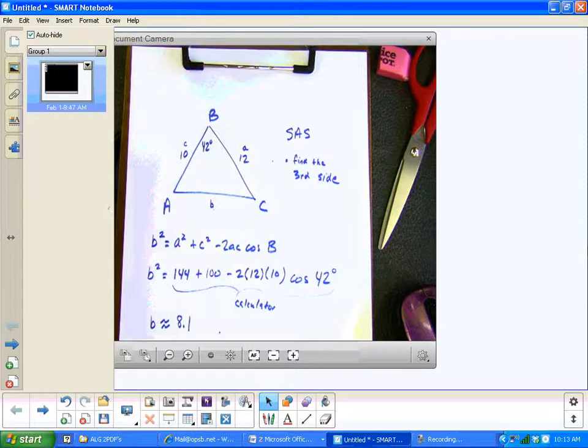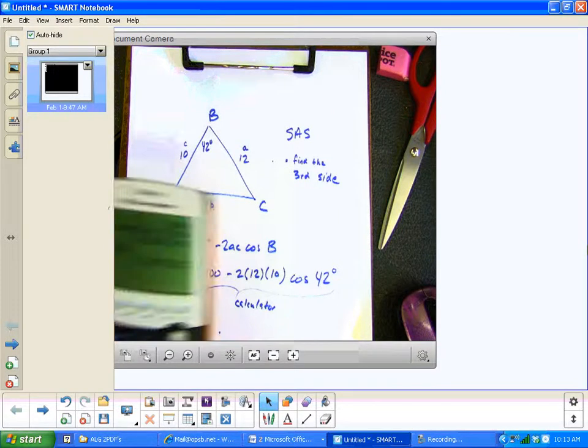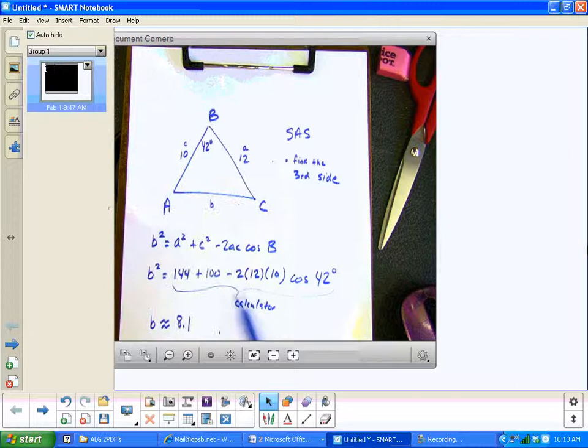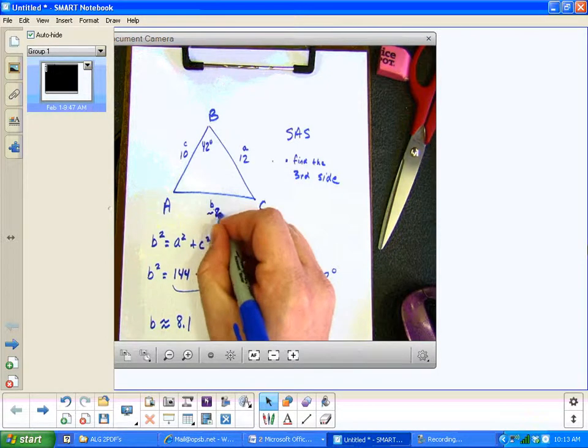All right. Now, everybody getting 8.1 there? Take the square root of it. And you could do the square root in that step right there, couldn't I? Square root, and then just punch it all in after the square root and close the double parenthesis. Now, we've got b right here is about 8.1.